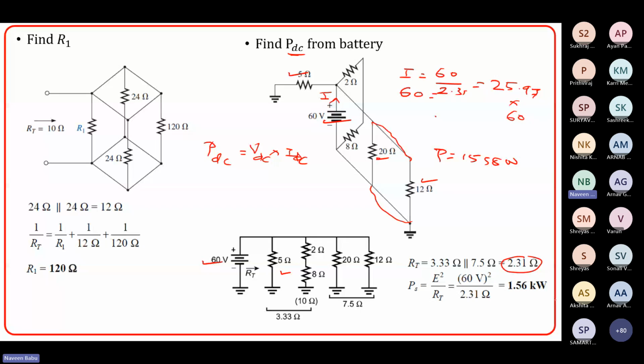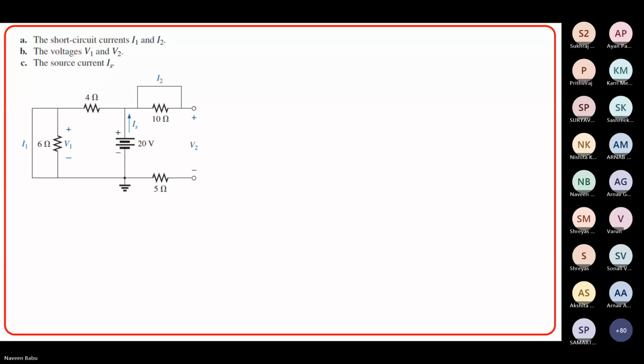Okay. Now let's move to these kinds of problems. You have to determine all the unknown voltages and unknown currents. It's very straightforward. For the short circuit, you have to find out the short circuit currents I1 and I2. First thing is, let us find out what V1 will be. V1 will be equal to 0, for the simple reason that your current coming here will bypass this, and this 6 ohms will have no effect.